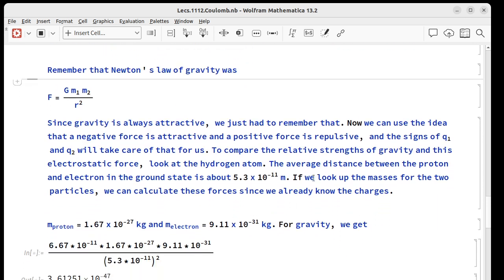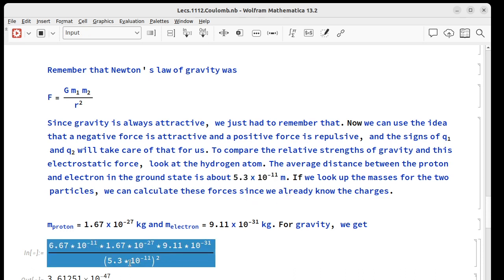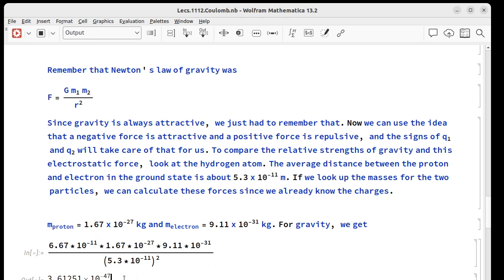For example, we can look at the relative strengths of gravity and the electrostatic force in the hydrogen atom. We can look up what's the average distance between the proton and the electron in the ground state of hydrogen, and we get this tiny distance, about 5.3 times 10 to the negative 11 meters. We look up the masses for these two particles, and we can find the force of gravity between them, and of course it's microscopic, 3.6 times 10 to the negative 47 newtons, which is unimaginably small.